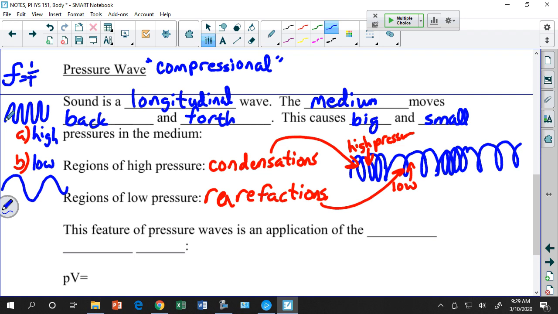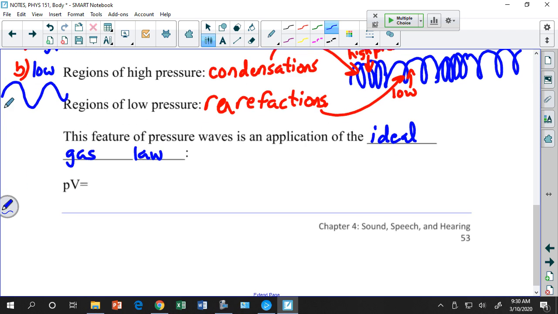This feature of pressure waves is an application of the ideal gas law. We saw the ideal gas law last chapter, I think. You can see the ideal gas law in a couple of ways. We wrote it last chapter as PV = nRT. I think your book in this chapter actually writes it as PV = NkT. The P, V, and the T are the same. It's just the n and the R, or the capital N and the k, those change, but it's the same equation. And these two variables just talk about the amount of gas.